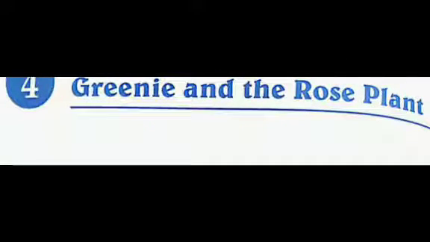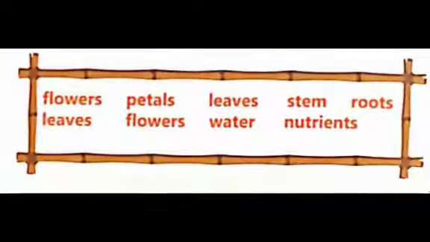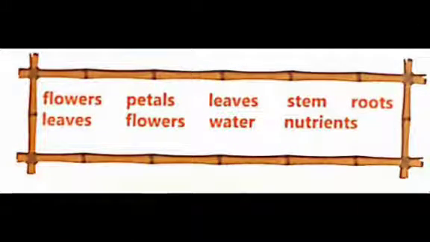Today we have to see the fourth chapter. The chapter name is Greenie and the Rose Plant. In this lesson, we have a story. Read the story and fill in the blanks with the words from the help box. We have a help box, and using that we have to complete the story. In some places, they have left some blank spaces, so we have to complete it.